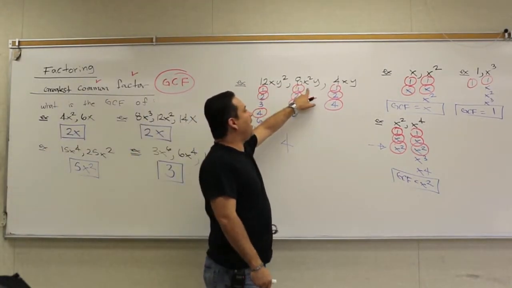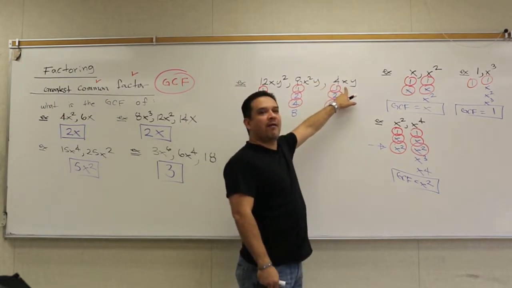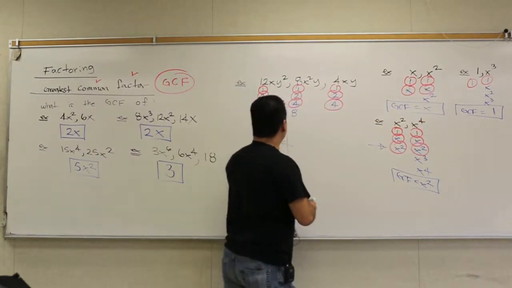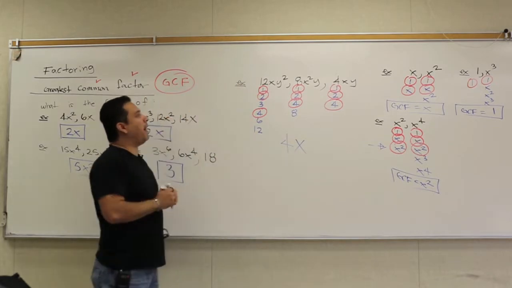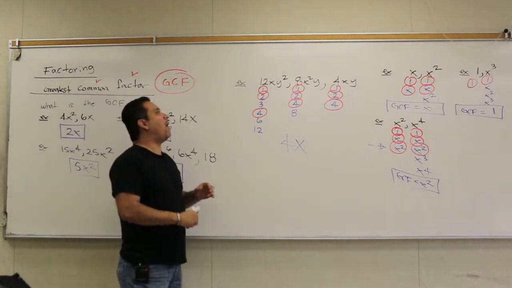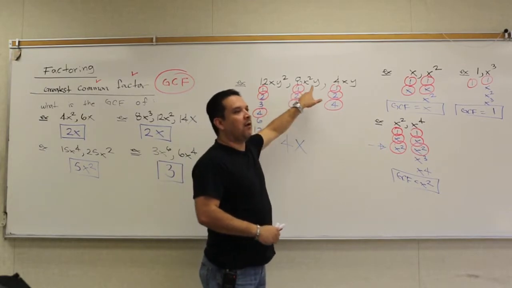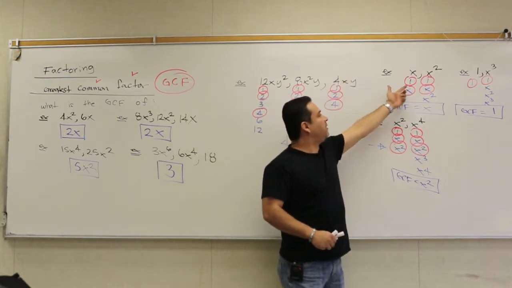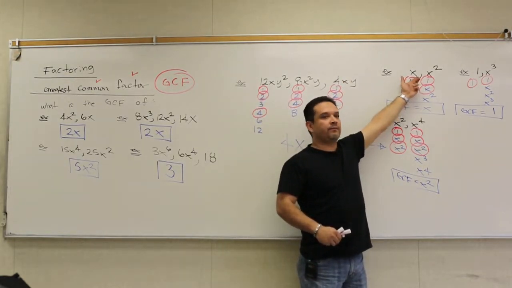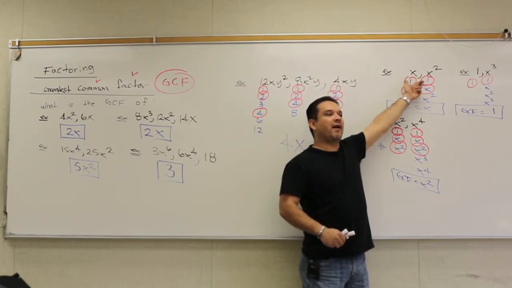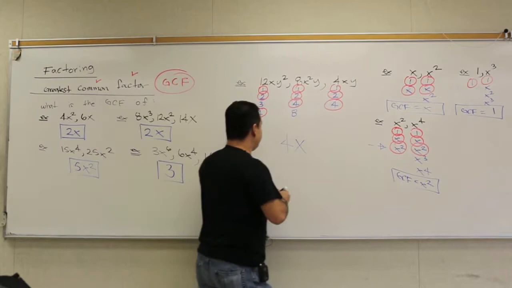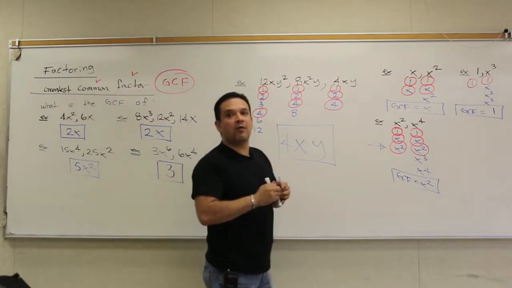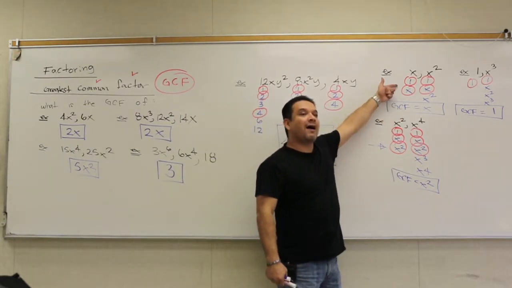X squared, and X. What's the greatest common factor? Now let's do y. You do them one at a time. Let's try y. Y squared. Y to the first. Is there any difference between x and y? So what do you think? What's the greatest common factor of y squared and y? How do you know? You went through this process.